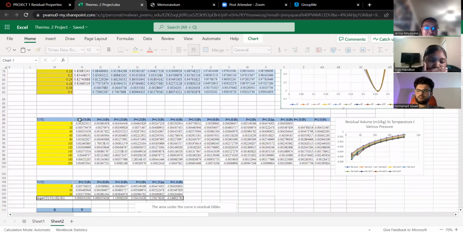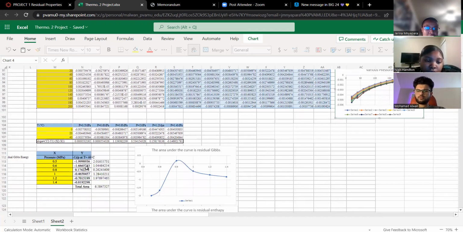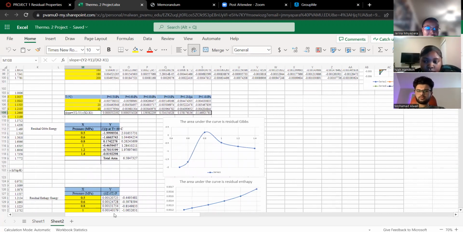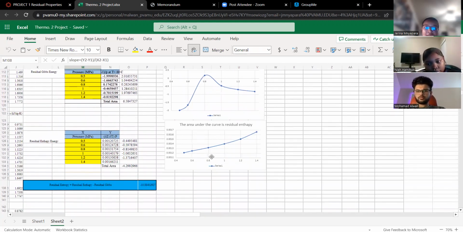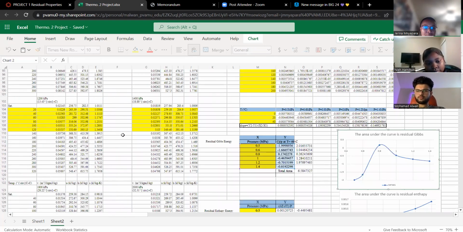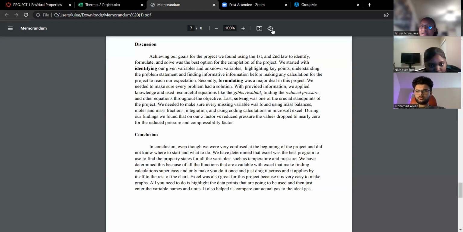And continuing on, we calculated our residual volume with our various pressures and figured out our slope as well, our Gibbs energy, residual Gibbs, residual enthalpy, entropy, and calculated the graph to measure our area under the curve for the residuals as well. So this is our Excel that we did all our work in in order to conclude with our report. Thank you very much.